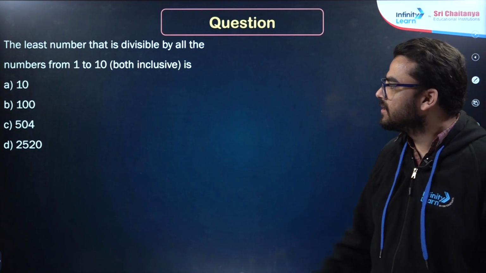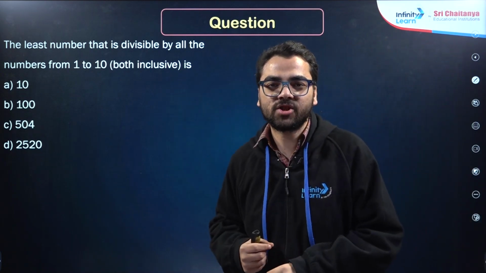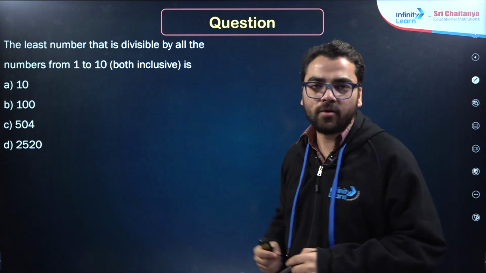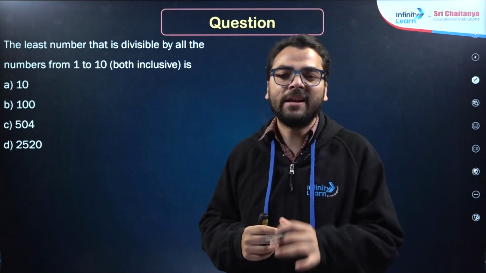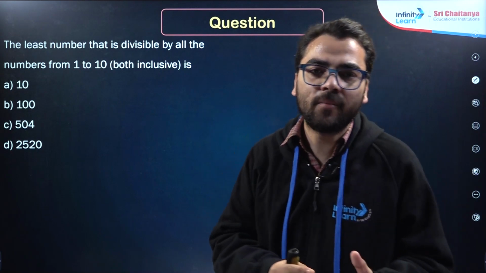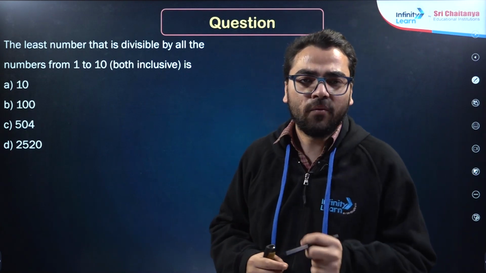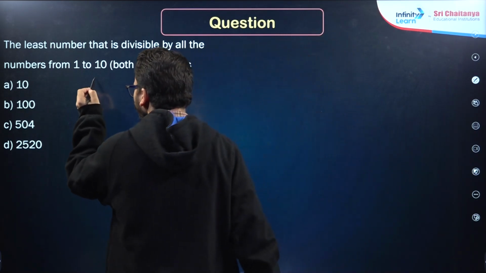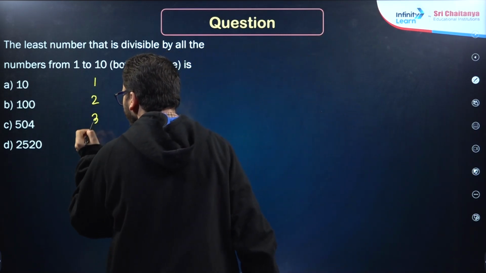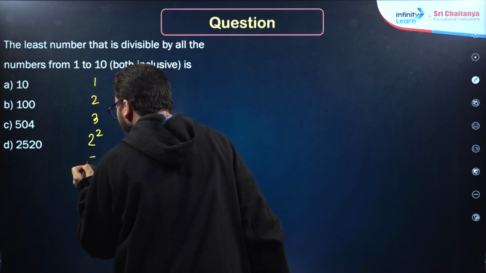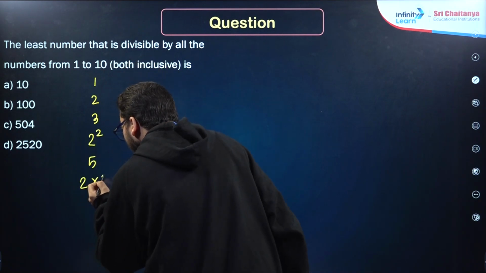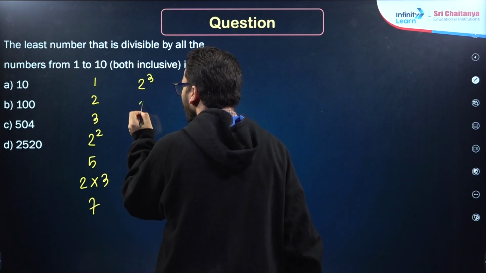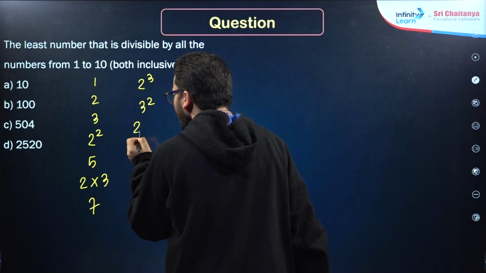In the same manner, this is one of the important questions in this chapter. You have to find the least number that is divisible by all the numbers from 1 to 10, both inclusive. The least number which is divisible by all the numbers from 1 to 10, both inclusive, will be the LCM of the numbers 1 to 10. So 1 you can write as it is. This is 2, 3, 4 in the prime factorized form, 5, 6 in the prime factorized form, 7, 8 in the prime factorized form, 9 in the prime factorized form, and 10 is 2 5s are 10.